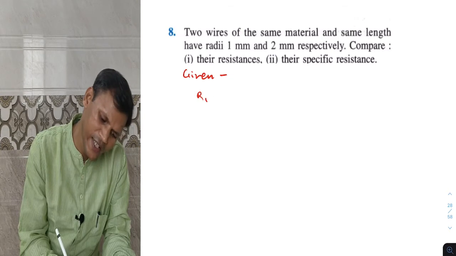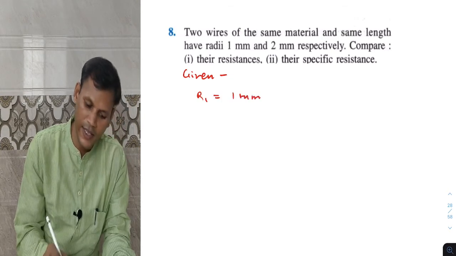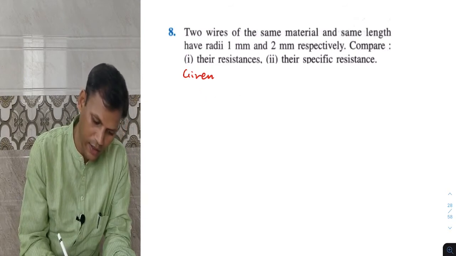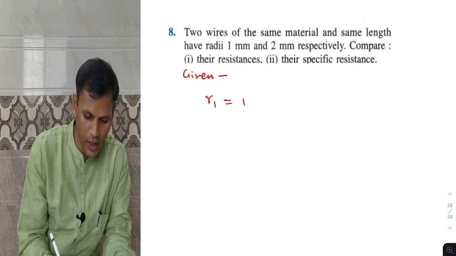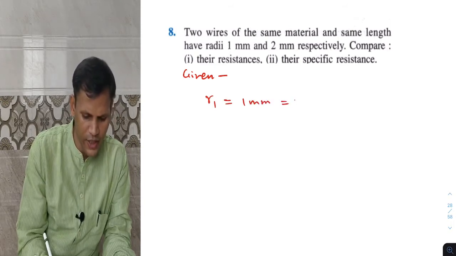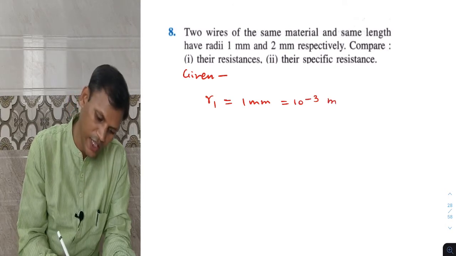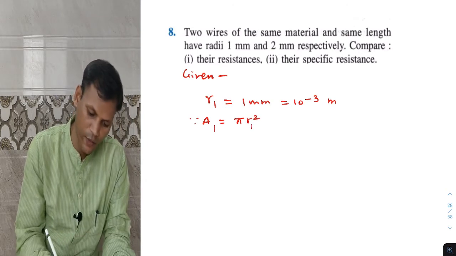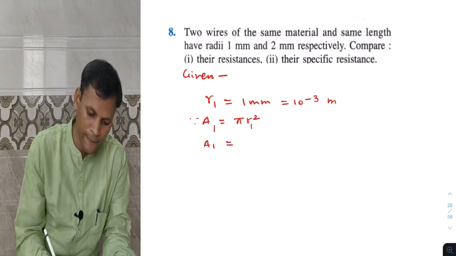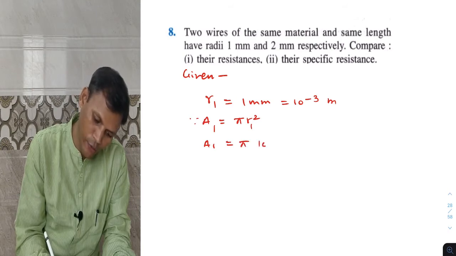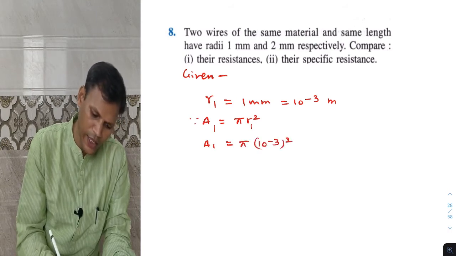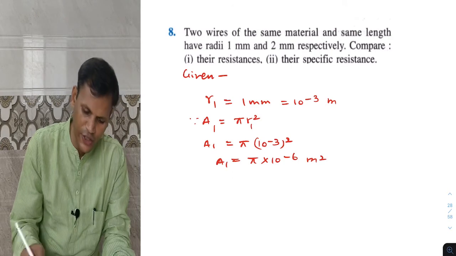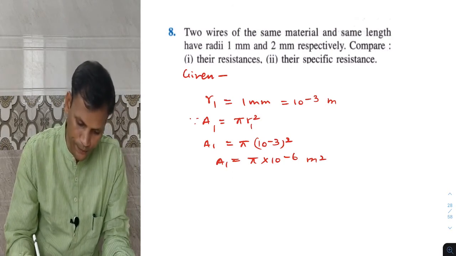Radius r1 is equal to 1 mm. It is radius, so I will not denote it by capital R, we can denote it by small r. 1 mm is 10 raised to minus 3 meter. Since area is pi r square, area A1 will be pi r1 square, which is pi into 10 raised to minus 3, whole square. So it will be pi into 10 raised to minus 6 meter square. Why I am finding area, you will come to know.